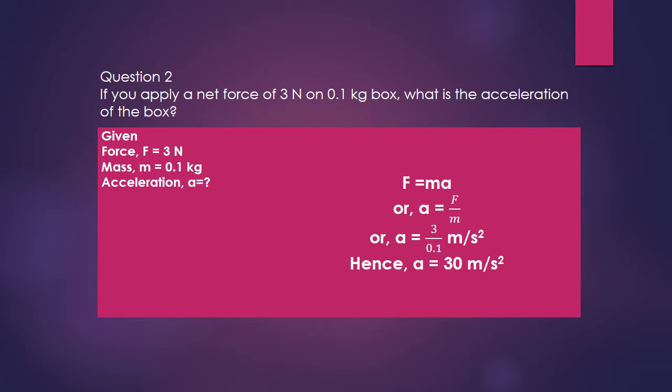We know F equals ma, or a equals F upon m, force upon mass. If we put the value of force and mass, we get acceleration a equals 3 upon 0.1 meter per second square. We all know that meter per second square is the SI unit of acceleration. Hence after solving it, a becomes 30 meter per second square.